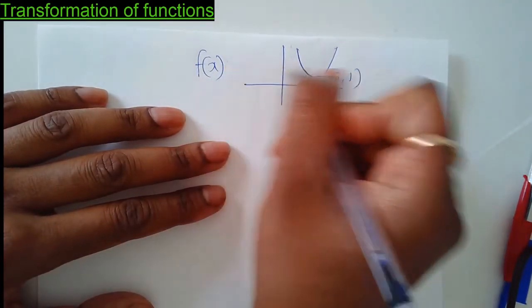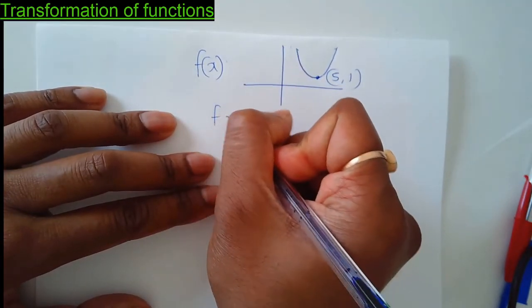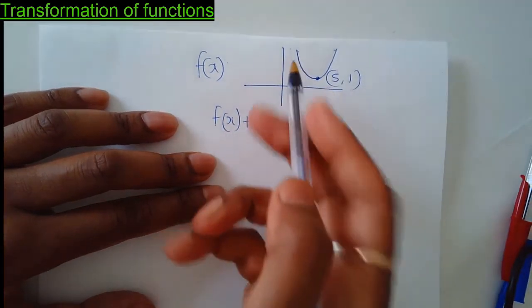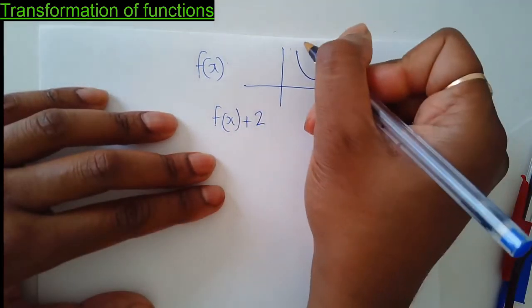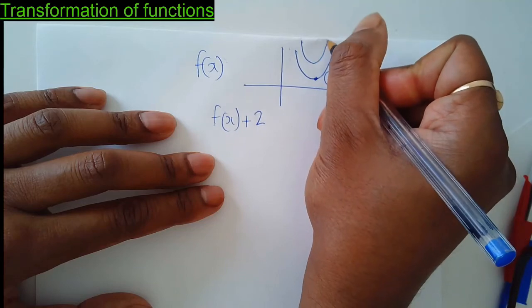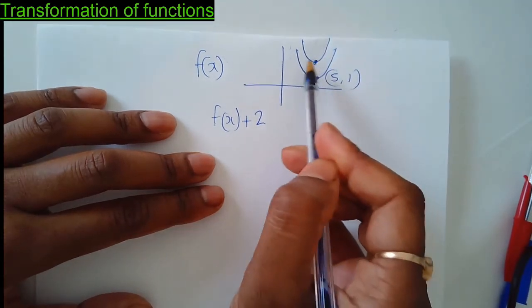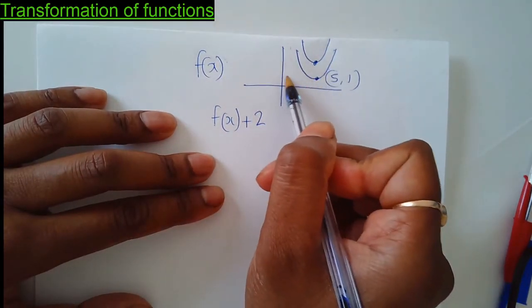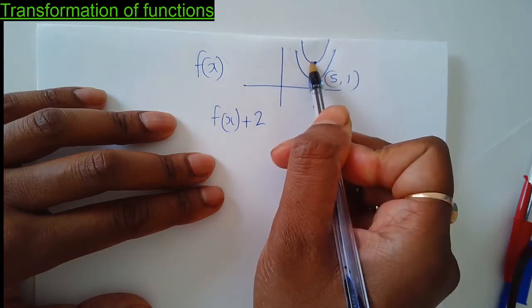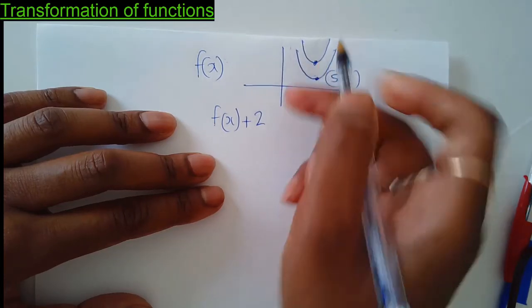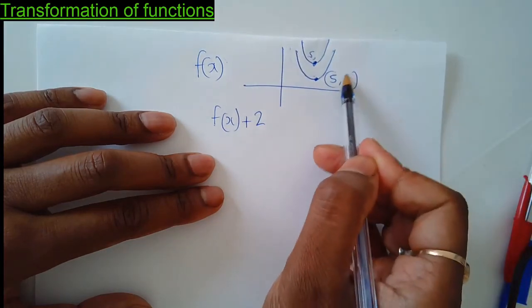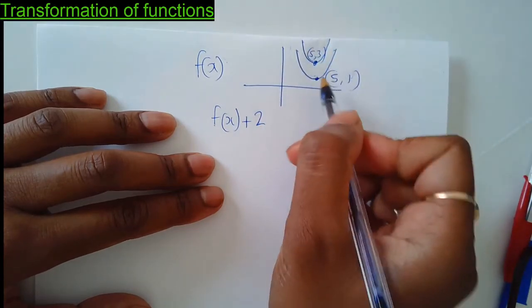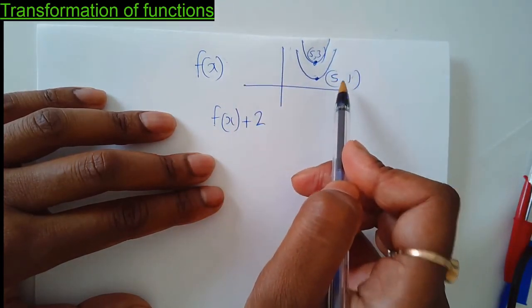I want to know what happens to this graph when we apply this transformation f of x plus 2. We know when you add 2, the graph shifts up 2 squares, like so. So that minimum point, every single coordinate on this graph goes up by 2. So as you can see here, this is still 5 along the corridor, right? 5, 5. But that number changes now. We do 1 plus 2, it's 3 now. So that coordinate changes from 5, 1 to 5, 3.